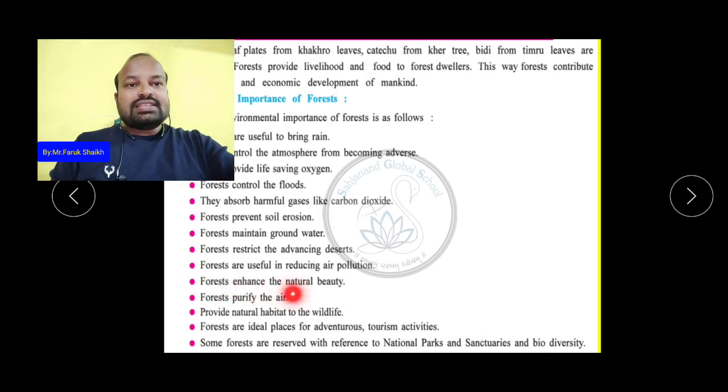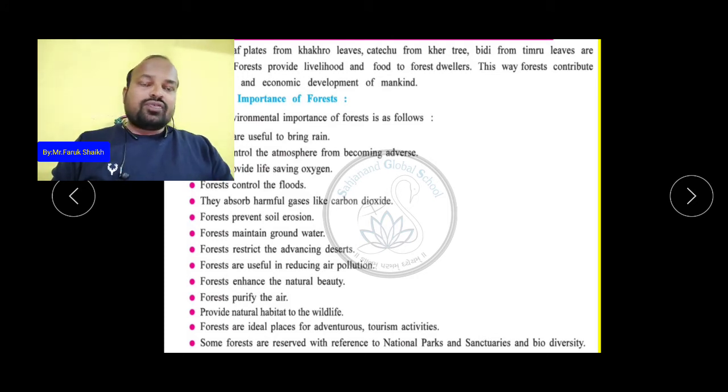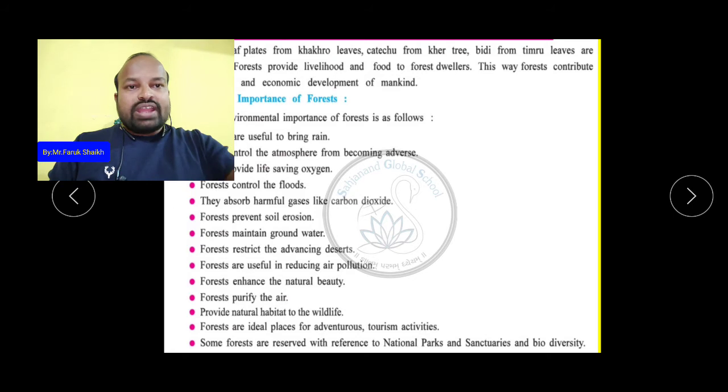Forests enhance the natural beauty. This is the most important reason why many times we visit the forest. The scenery of the forest is very beautiful, in Kerala and all. Forests purify the air, as I said, and provide natural habitat to the wildlife, giving them a place to live, like dense, very big trees.